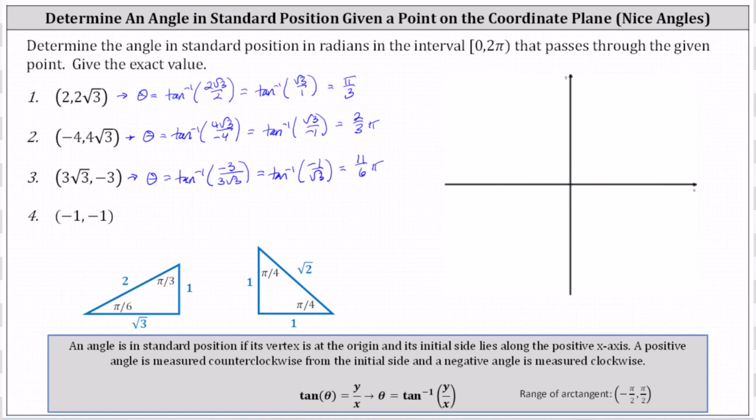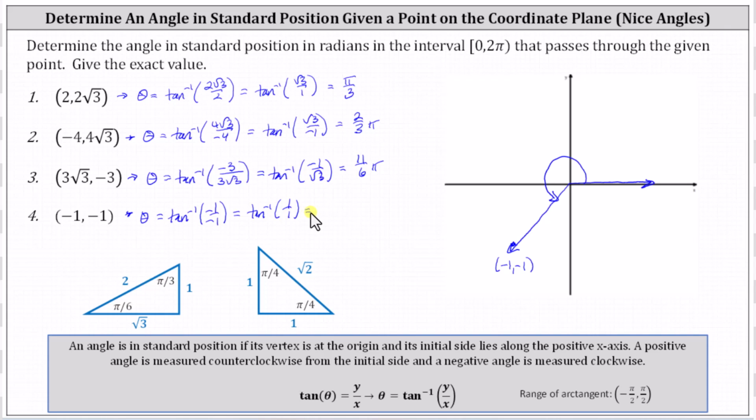And for number 4, we have the point (-1, -1), which is in the third quadrant, approximately here, let's say. Therefore we're looking for this angle in the standard position. We know theta equals inverse tangent of -1 divided by -1, which simplifies to inverse tangent of 1 divided by 1. It's always helpful to leave the tangent function values as ratios.